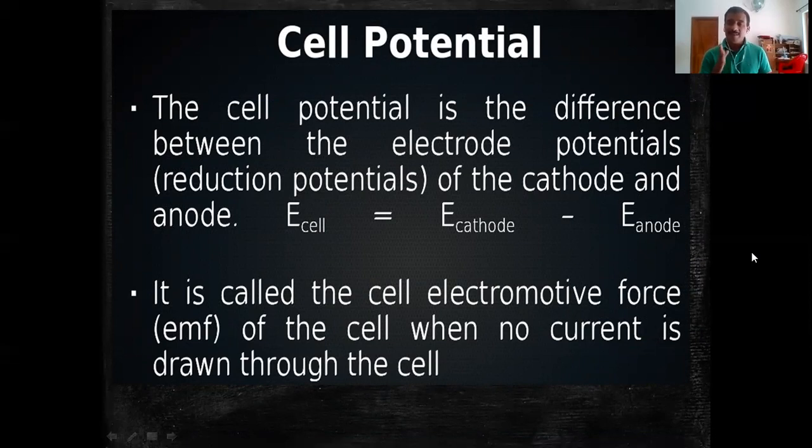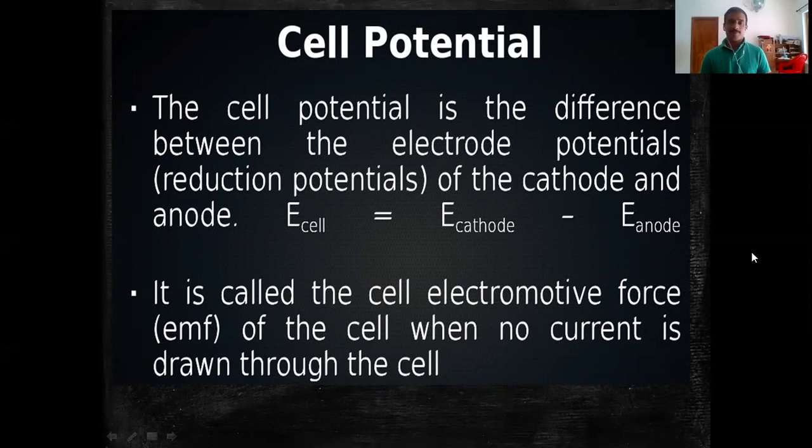There is another term, EMF. EMF is slightly different from cell potential. EMF is the difference in the potential when there is no current, when no current is drawn from the cell. That is EMF. It is the difference between the electrode potentials when no current is drawn from the cell.